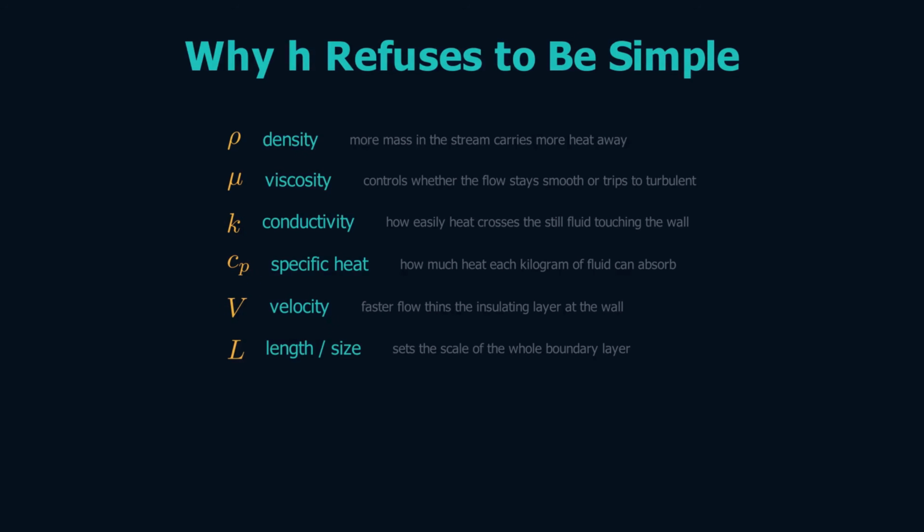The catch is that these are not independent knobs. They are locked together through the Navier-Stokes and energy equations. That coupling is why there is no single clean formula for H. So we turn to a method that works every time.